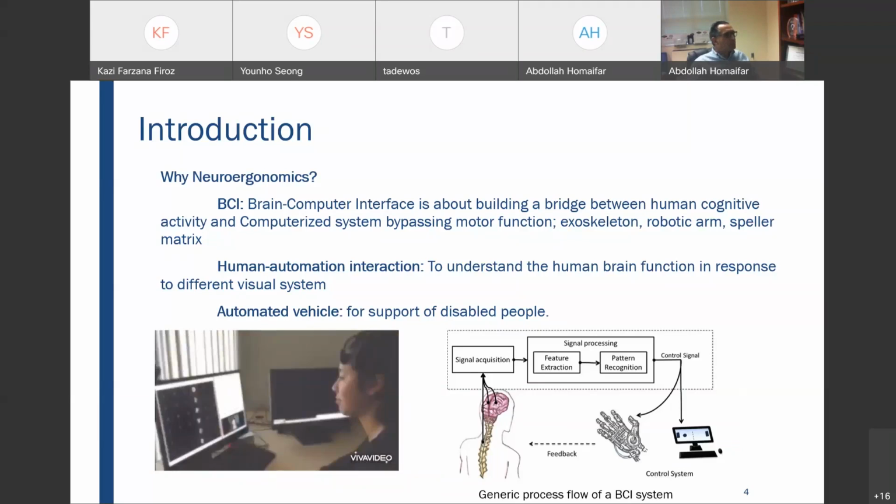So the signal is acquired from the human brain, and then the feature extraction, pattern recognition, and all those kinds of signal processing are done. Then the signal is sent to the computer or the system, and then it works to control the machine, we can say in general. And here in the picture, a robotic arm is shown.